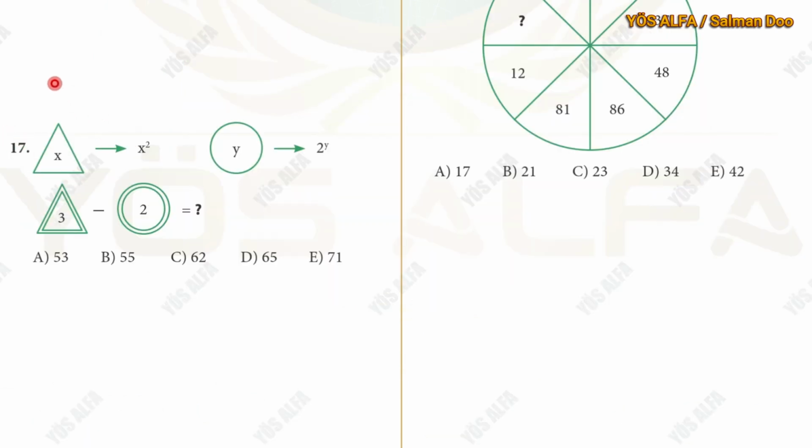17. Okay. The formula is given for this one as x squared, and for this one it's 2 to the y. So we have two triangles here. So it's 3 squared for the first triangle, and then for the second triangle we square it again. So the answer is 3 squared, which is 81. For the second one, for the first circle we have 2 to the 2, which is 4. For the second circle we have 2 to the 4, which is 16. So 81 minus 16 is our answer, 65.